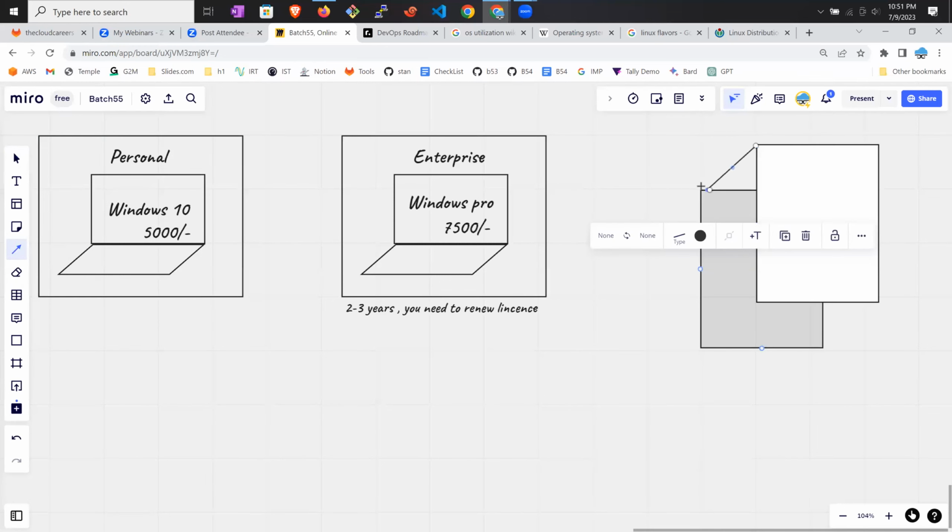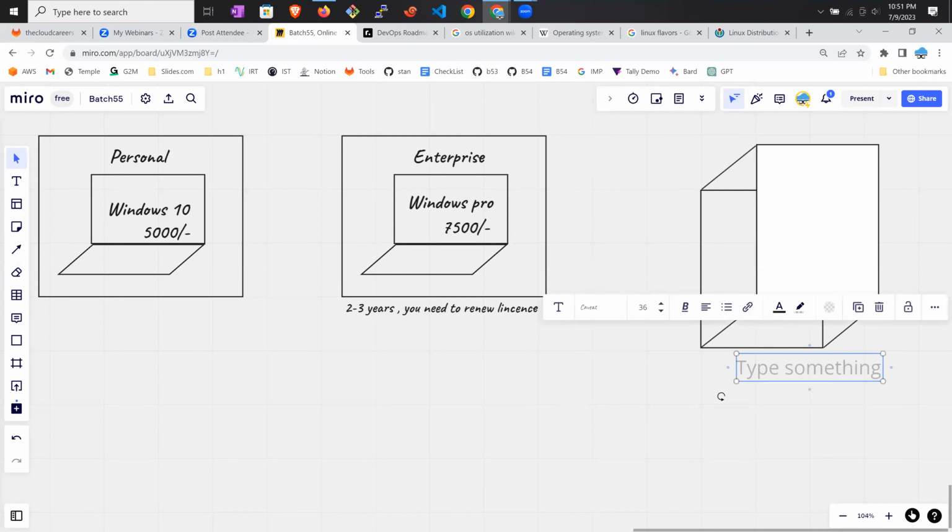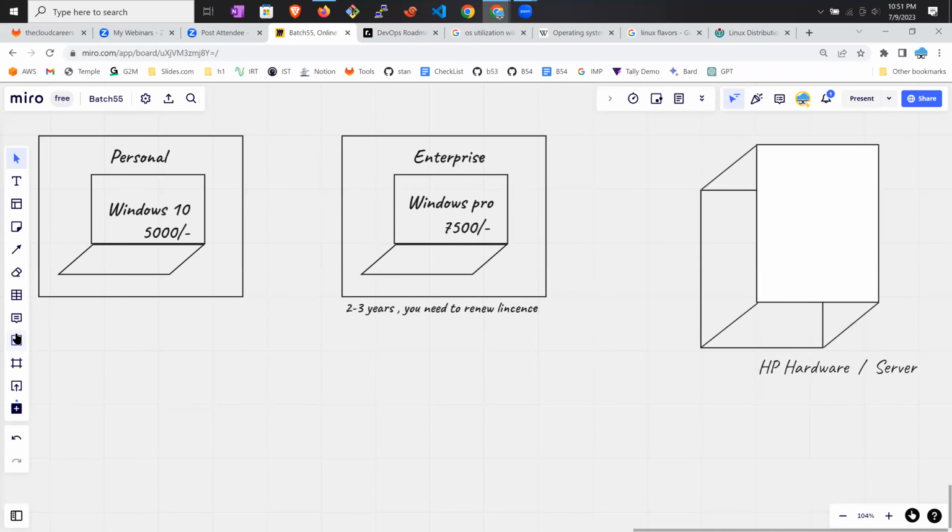You bought a hardware or a server. It's an HP hardware. Guys, try to understand the licensing model, because when you talk to someone in an interview, when you're applying for senior roles, all these things matter a lot. For example, you bought a hardware from HP. Let's assume it this way: HP hardware, which means an HP server. Now you want to install the Windows Enterprise, Windows Server operating system on top of it.